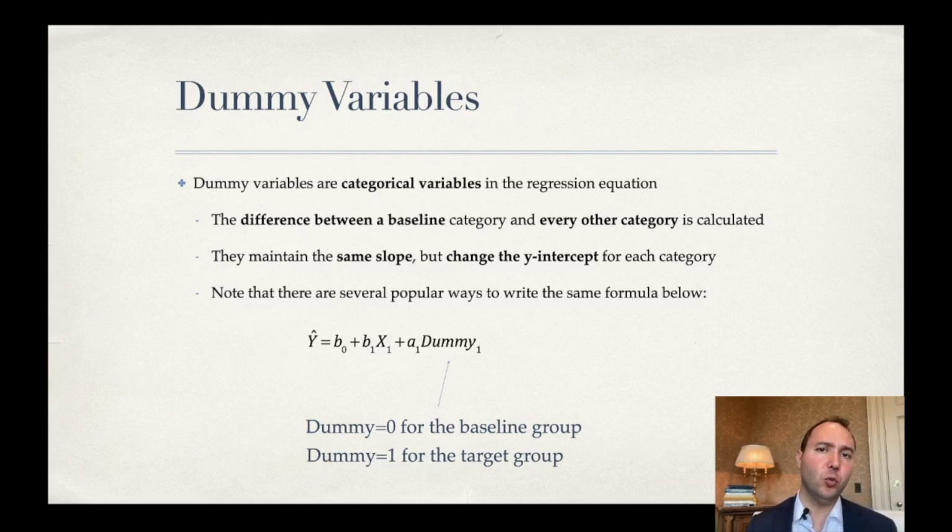So we can do one more thing to improve this model, which is to include more variables. Let's talk about dummy variables very briefly. This is just meant to be an introduction to the concept of dummy variables and how it will affect your model. Dummy variables are categorical variables in a regression equation. The difference between a baseline category and every other category is calculated. They maintain the same slope, but change the y-intercept for each category.